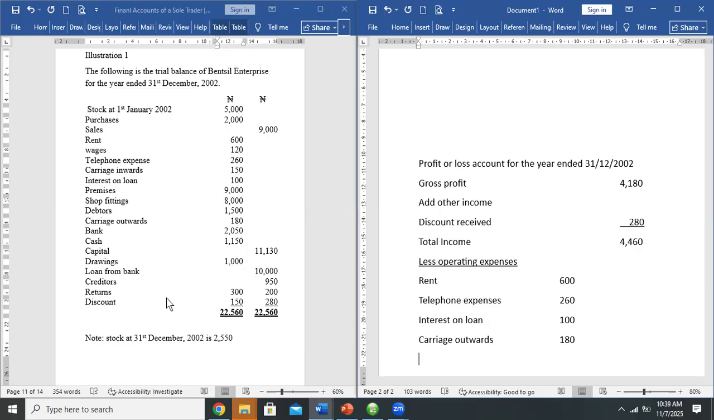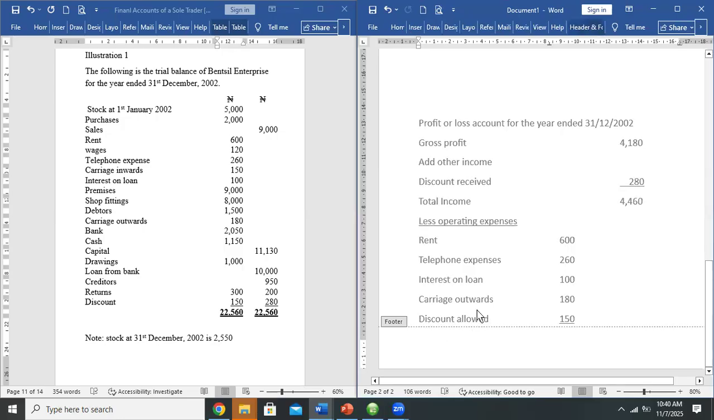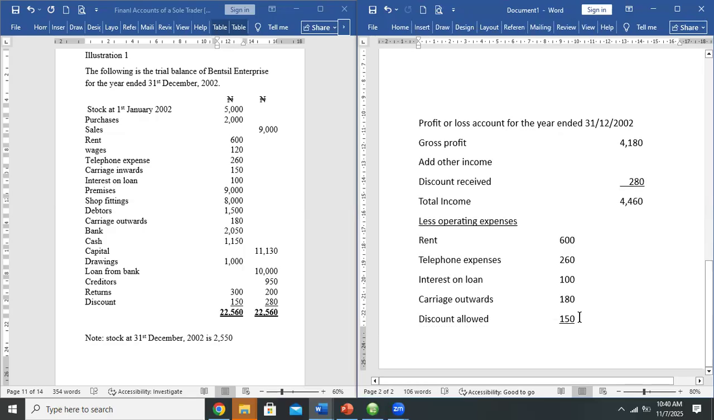Okay. Then you have returns. Returns, we have already used it. Then the last one, 150, which is the discount allowed. Remember, discount allowed has a debit balance and discount received has a credit. So put it there, 150. And professors, that is all for your expenses in this question. So you get the total. So please, those with calculator, what is our total? 1,290.